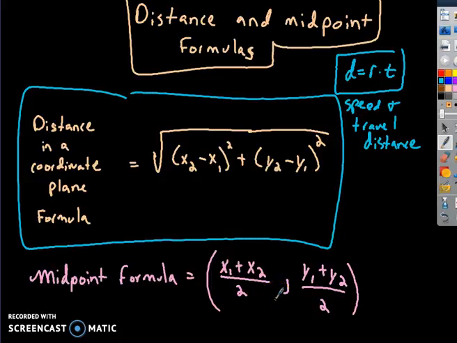I will get all this copied down because I'm about to change the screen now. So be sure to pause the video and copy down these two formulas, distance and midpoint formula. I'm about to leave the screen now.